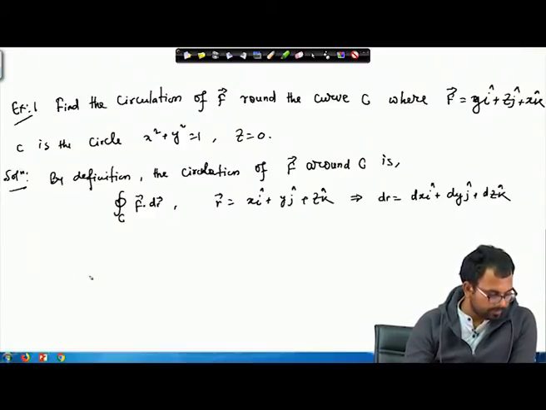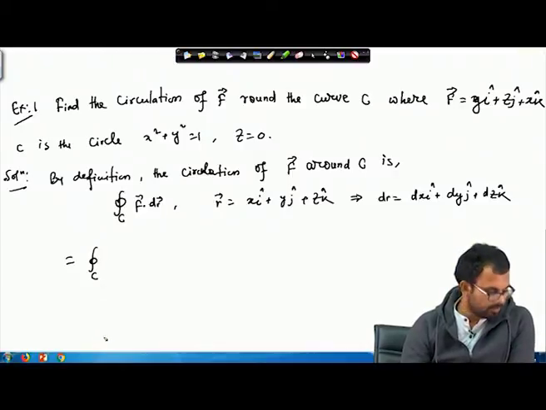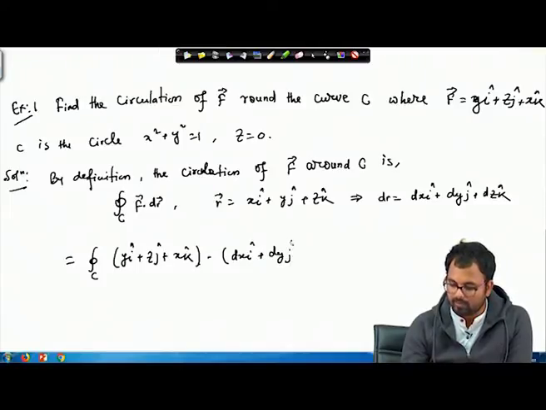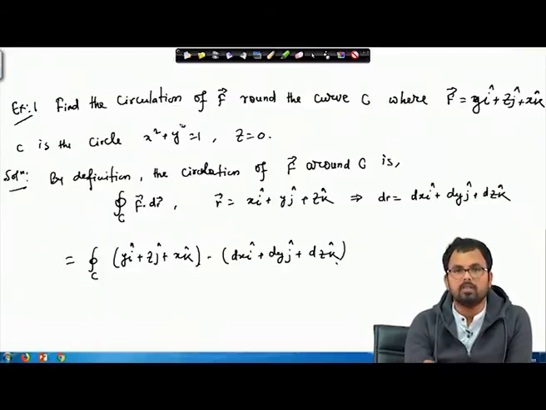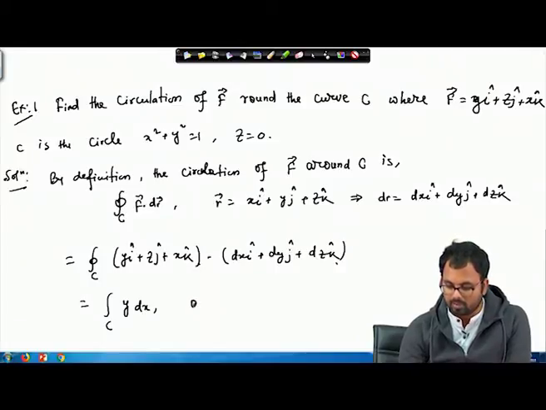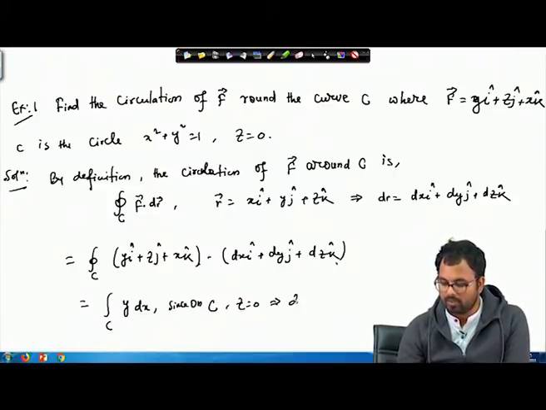Now if I write the integral over the curve C of yi plus zj plus xk dotted with dx i plus dy j plus dz k. Since we are in the xy plane, z is 0 and dz is 0. So on C, z is 0, which implies dz is also 0. If I substitute z equals 0 and dz equals 0, we end up with the integral over C of y dx.